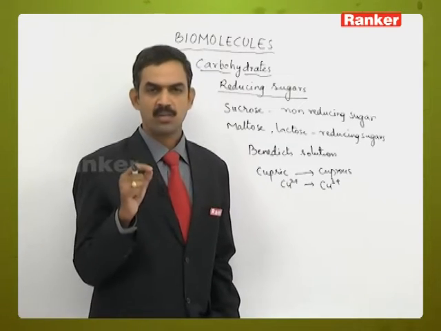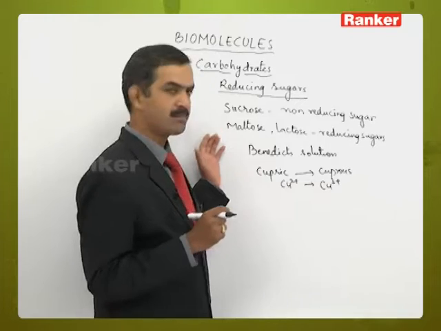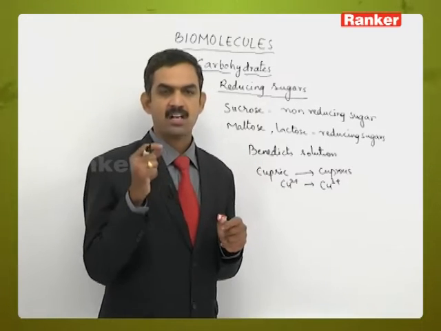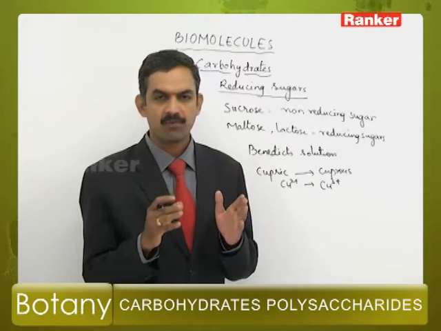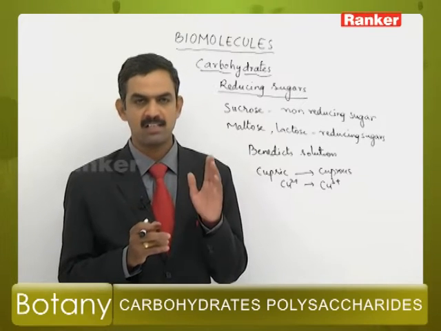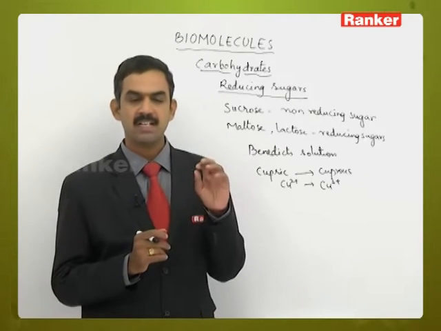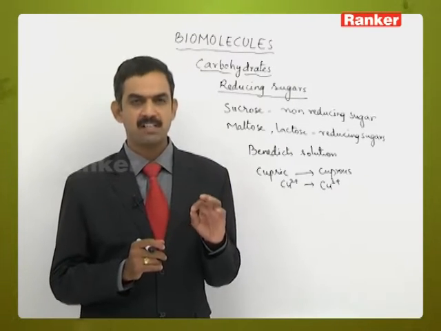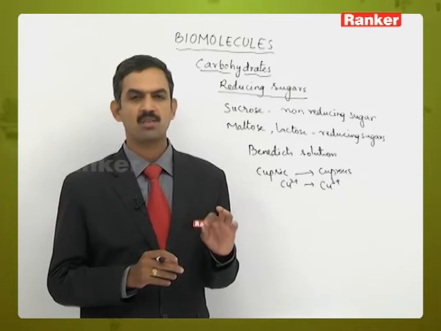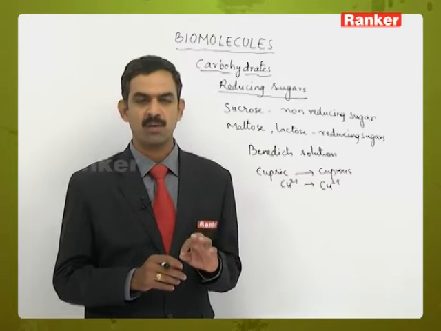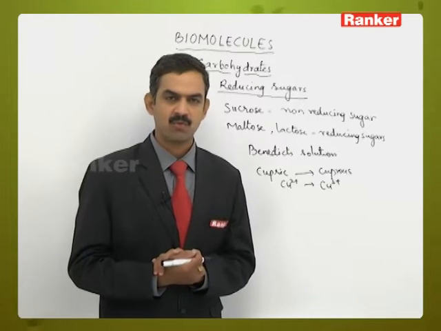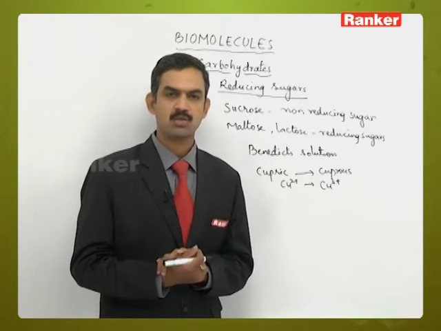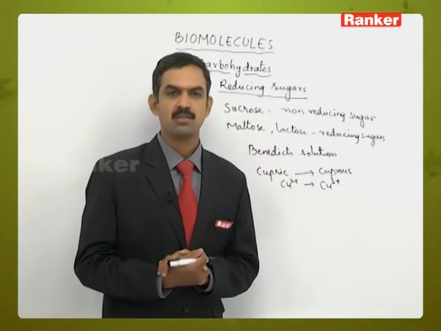If you take a sugar molecule of any of these names given here and add the Benedict solution to it, the cupric form of the Benedict solution is converted into cuprous form if it is a reducing sugar. If it is a non-reducing sugar, the cupric form is not converted into cuprous form. When it is converted, the solution turns brick red in color. That shows that it is a reducing sugar.